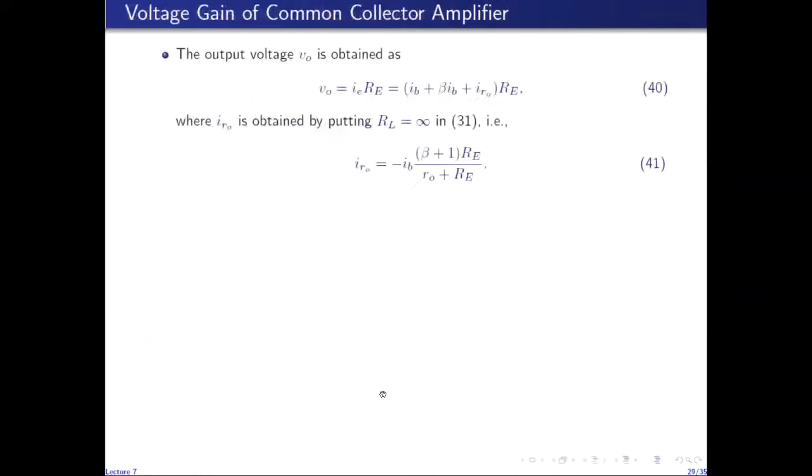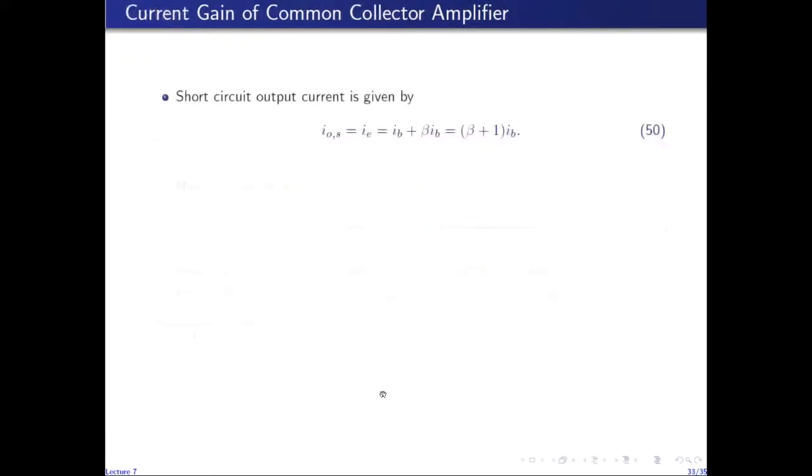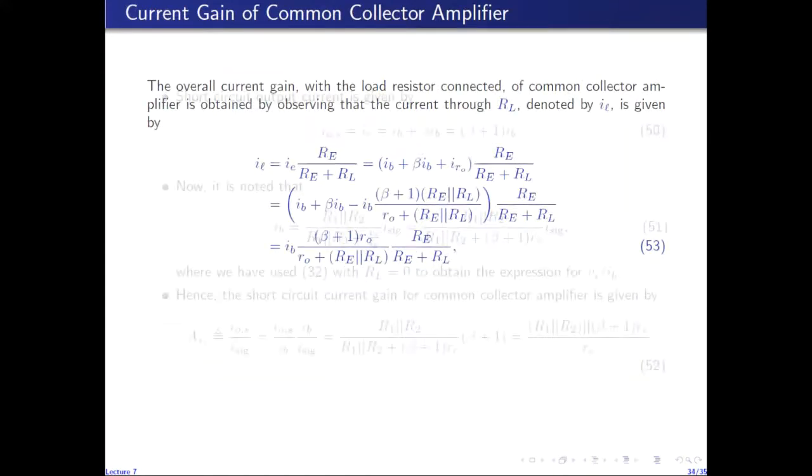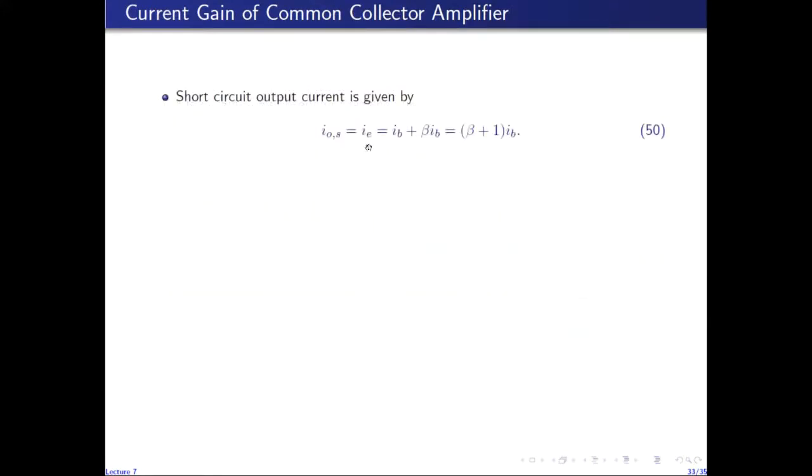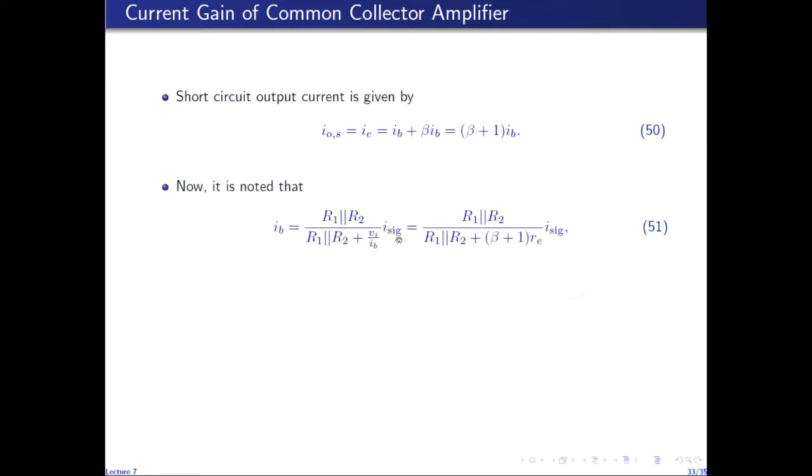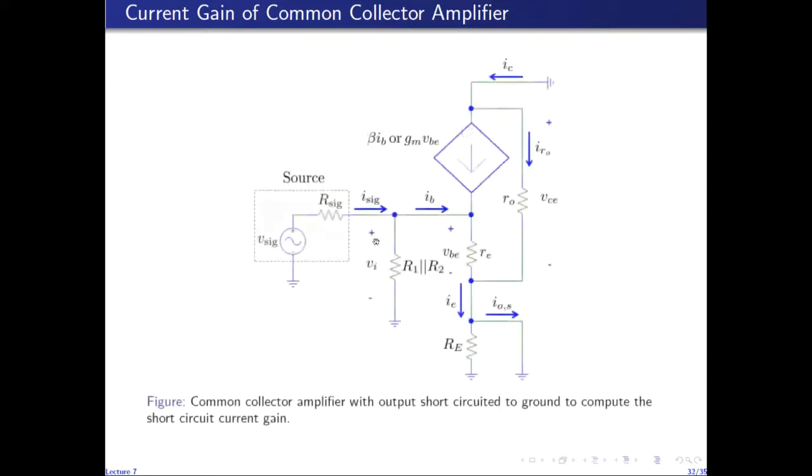So the emitter current is given by IB plus beta IB, or beta plus 1 times IB. Now we can relate IB to the input current ISIG, because ISIG, the input current to the amplifier, is divided between this resistor and IB. So ISIG is actually the current through this resistor and IB. In other words, IB can be found by using the current division rule on ISIG.